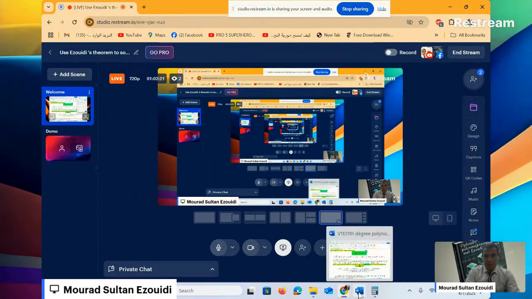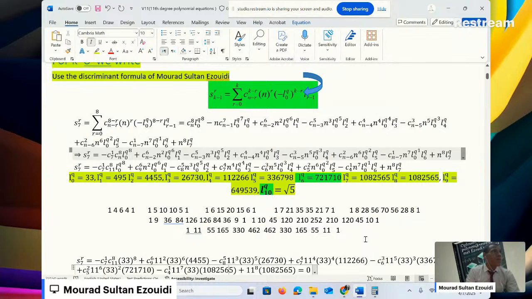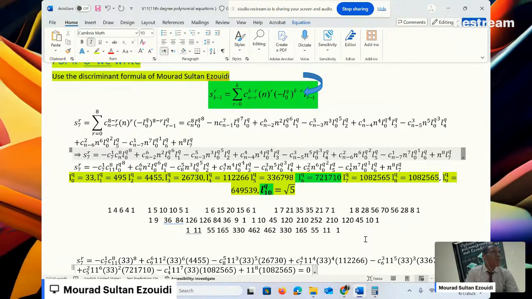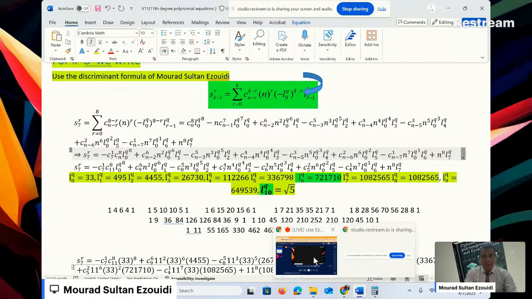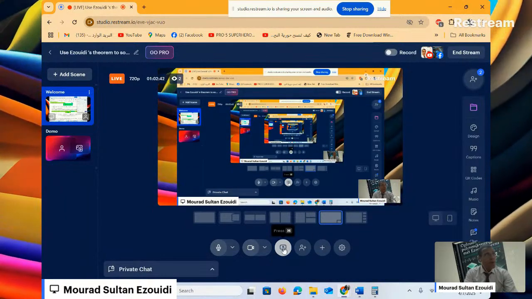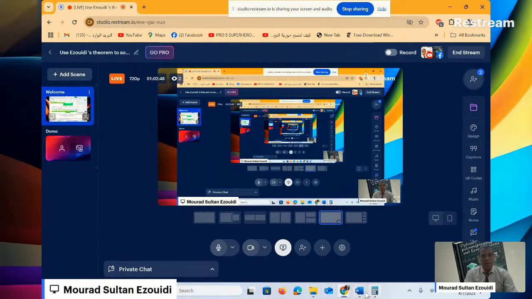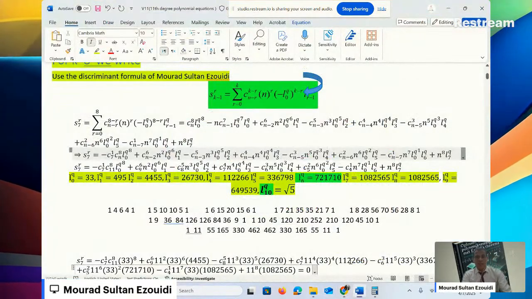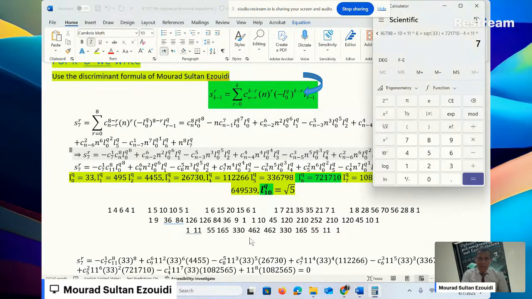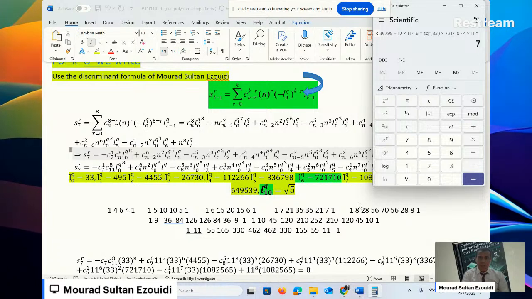Let's see. You can see this here. Okay, now my kids, go back to the calculator. We found minus 4 times 11 raised to the power 7, times 33.